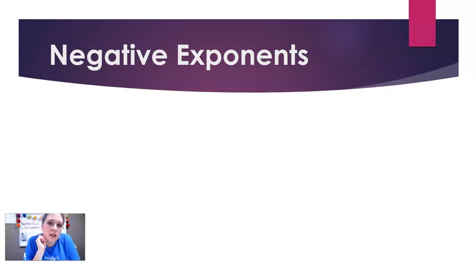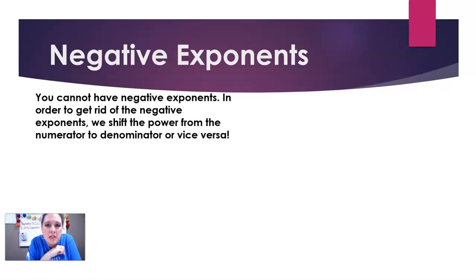So now let's talk a little bit about negative exponents. Negative exponents are a bad thing in math. You can't have negative exponents. It's like an improper fraction. It doesn't look right. It's not the proper way to write it. But we can get rid of negative exponents. But we can't just erase the negative sign. We got to do some math in order to set it straight.